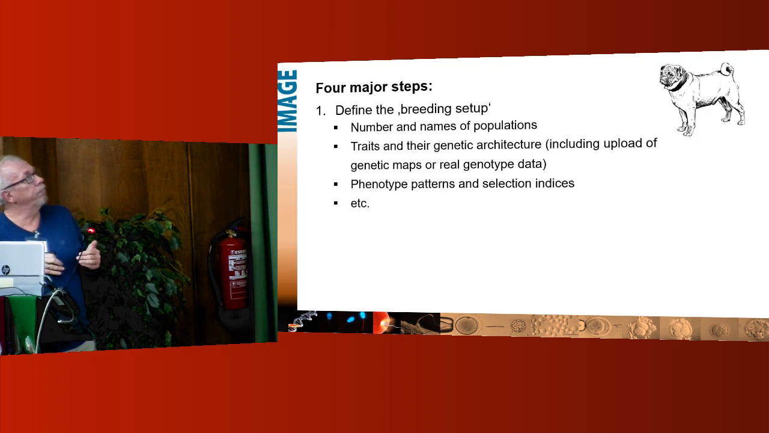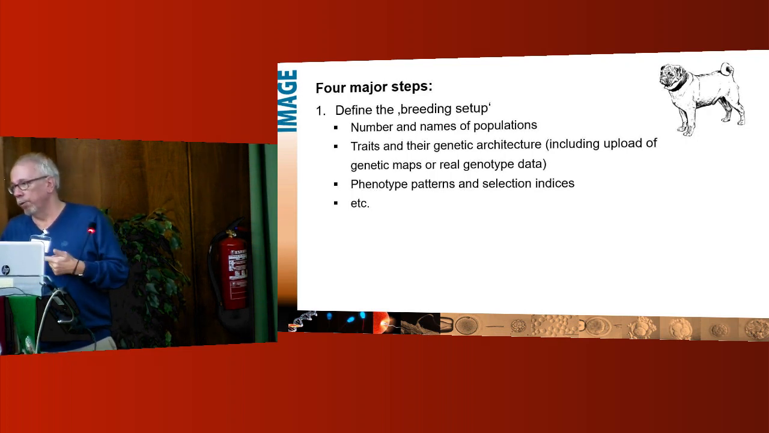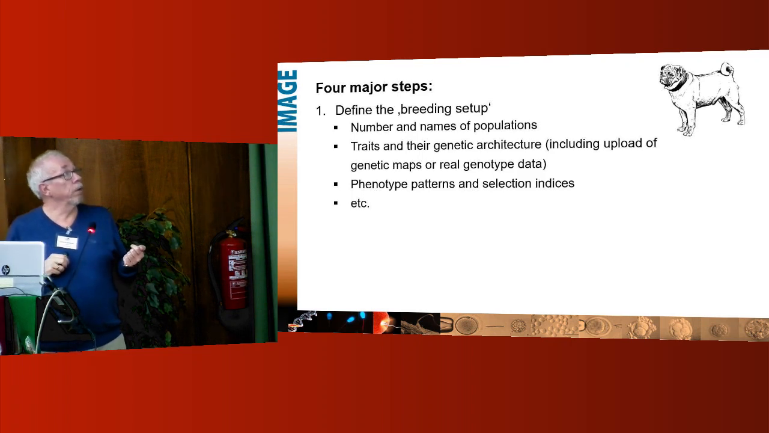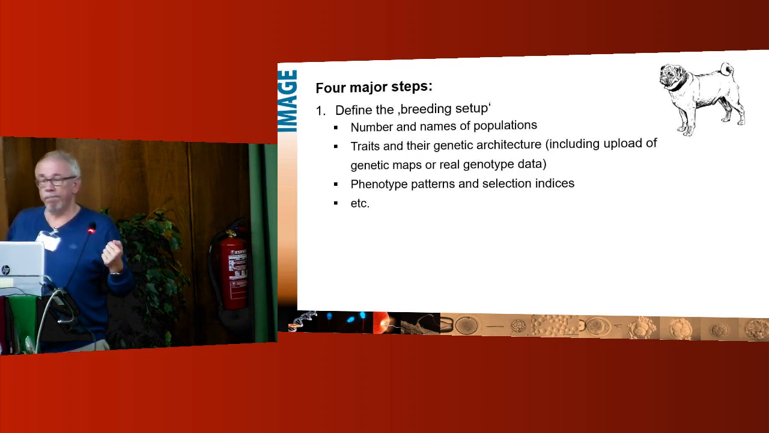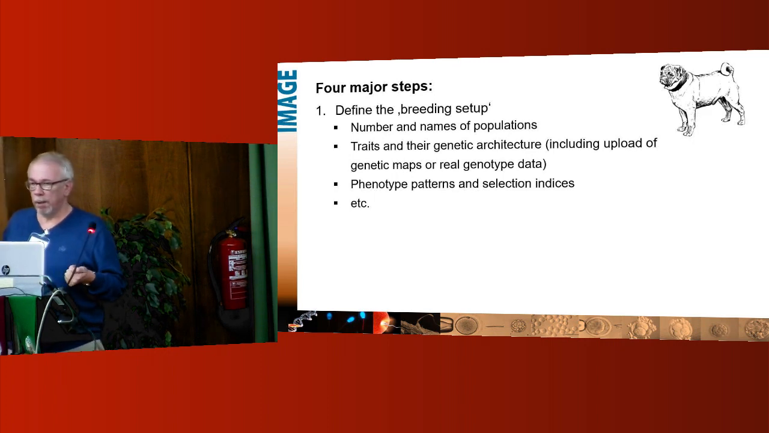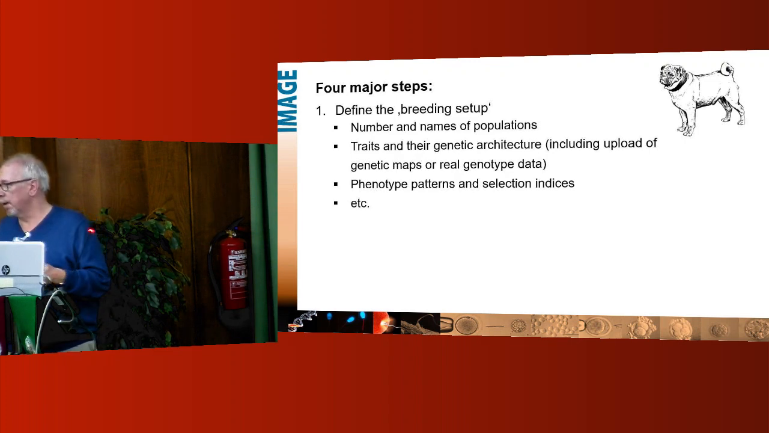First, you have to define the breeding setup. So do you have 1 population or 2? How are they named? What are the traits you're interested in? What is the genetic architecture of these traits? That can, for example, also include genetic maps and genotype data. You can describe which animals have which phenotypes. So, for example, males and females can have different phenotypes, which selection indices to use.